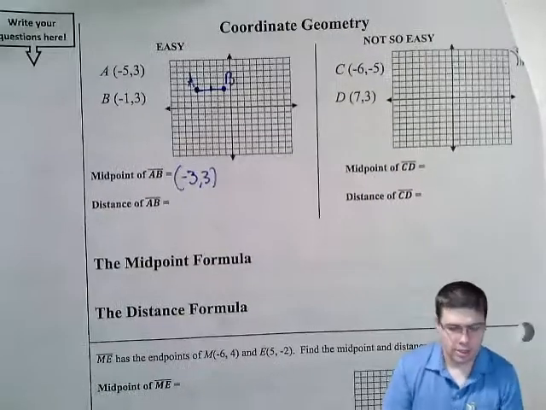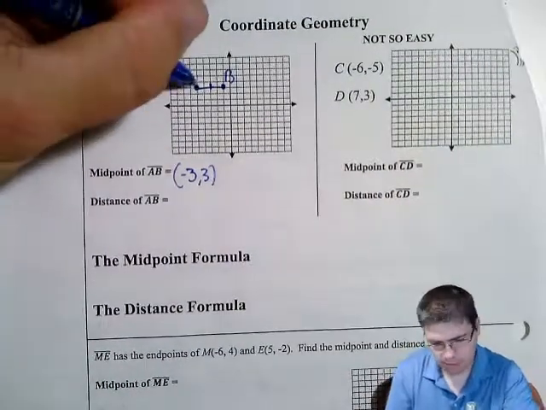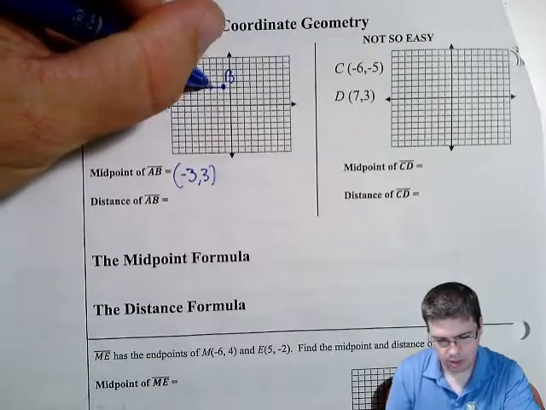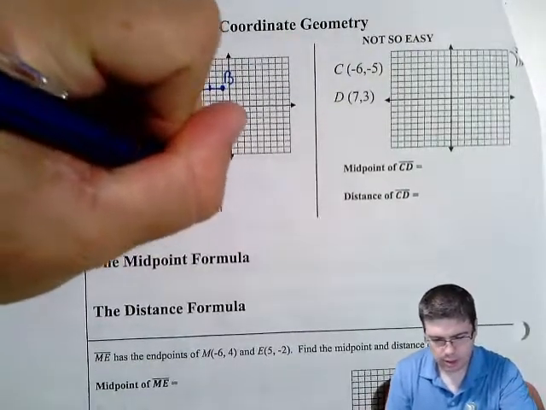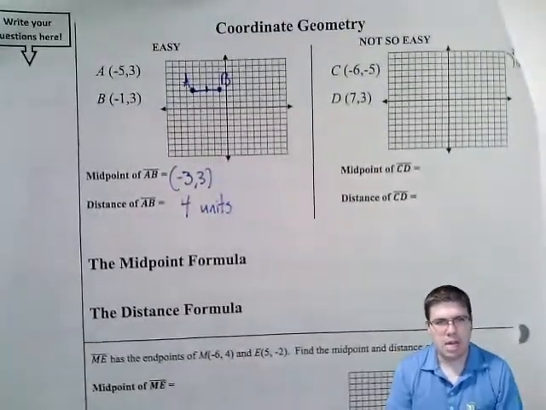All right, so then what is the distance from A to B? Maybe even easier than that. For the distance from A to B, we're just going to count straight across the line. 1, 2, 3, 4. That is 4 units away. All right, so not too bad there.